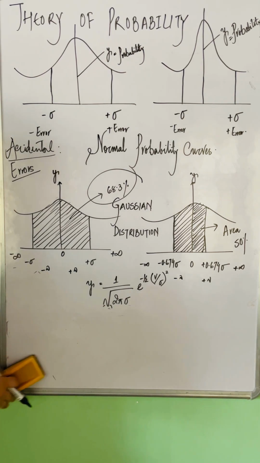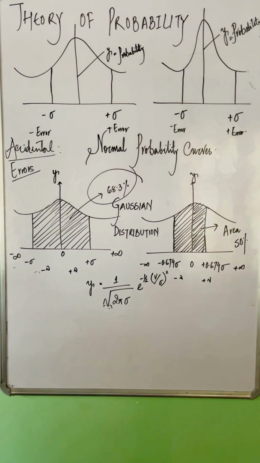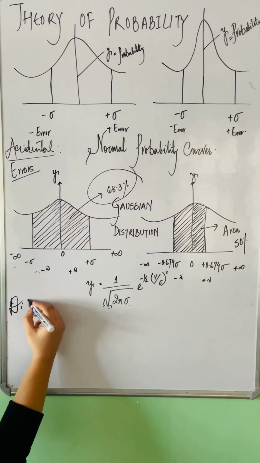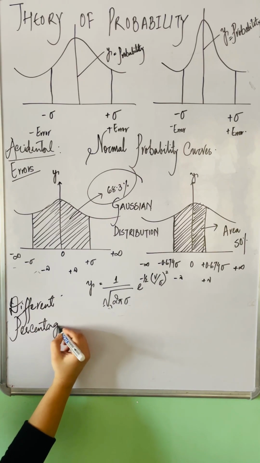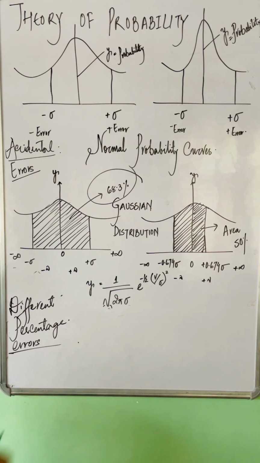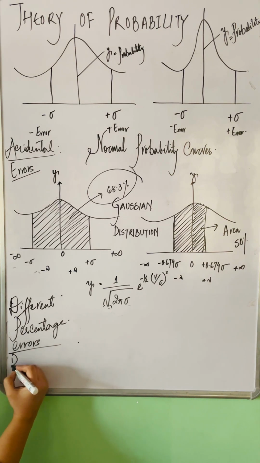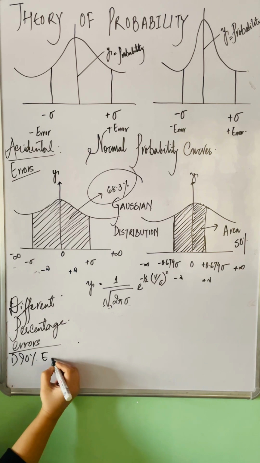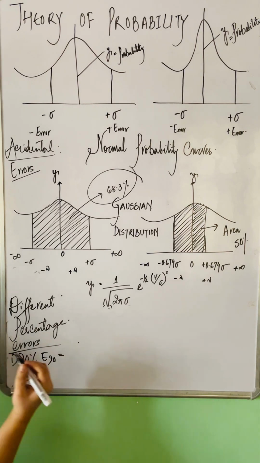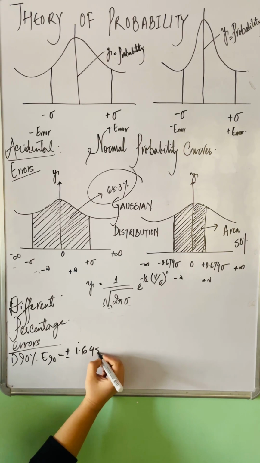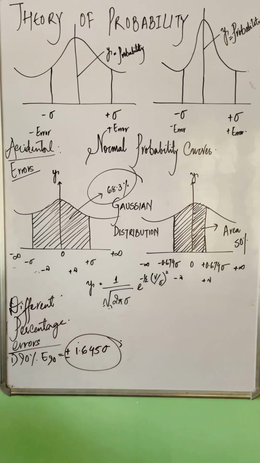All right. The various other errors and how they are related to standard deviation. Let's study them. Different percentage errors and how they are related to standard deviation. First one, 90% error, E90. That is how much? Plus minus 1.645 sigma. All right, this is our E90, plus minus 1.645 sigma. Next one.